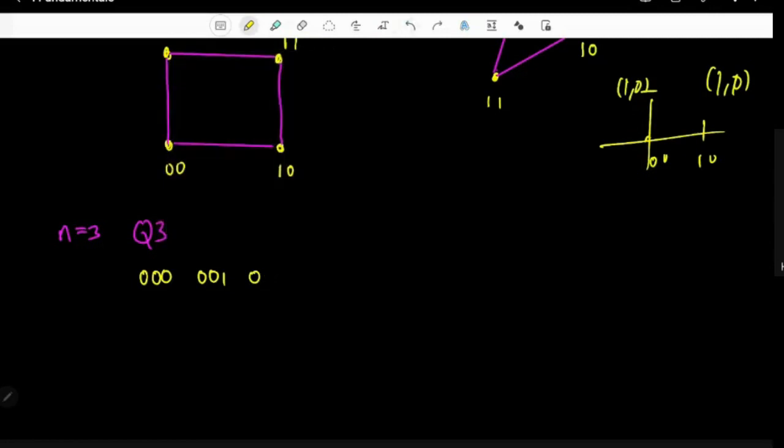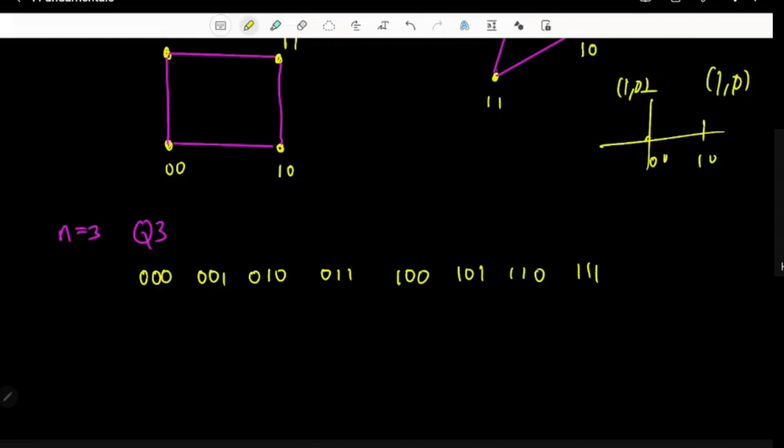Right? So, para ang gumagamit ng binary numbers. 0, 0, 0, 0, 0, 1, 0, 1, 0, 0, 1, 1, then if I add 1, that becomes 1, 0, 0. 1, 0, 1. And then 1, 1, 0, and 1, 1, 1.